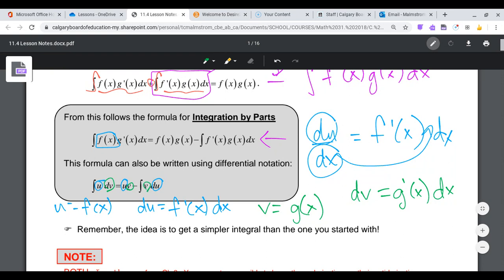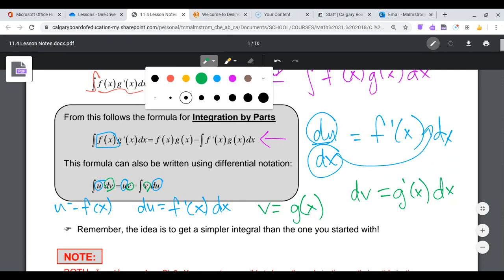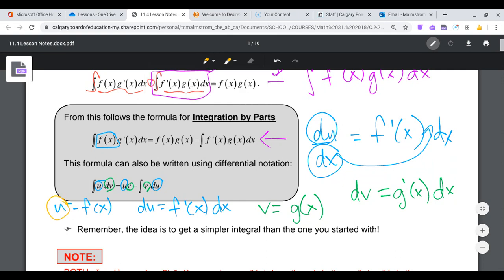So basically, when we're doing integration by parts, we're going to need four pieces every single time. We need a u, a du, a v, and a dv in order to fill in the formula. The idea here is to get ourselves to a simpler integral than the one we started with. Even though this looks a little bit ugly and complicated, once we have our four pieces and fill them into our formula, hopefully we'll get down to a simpler integral.